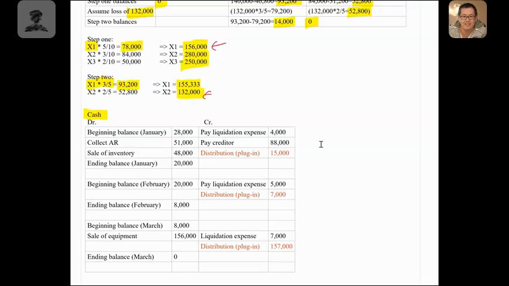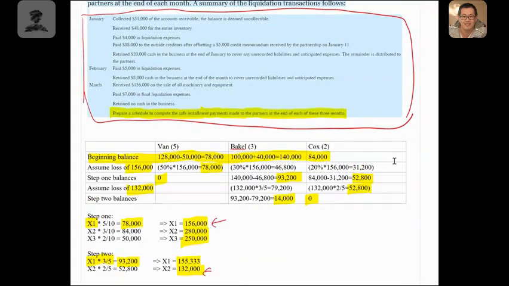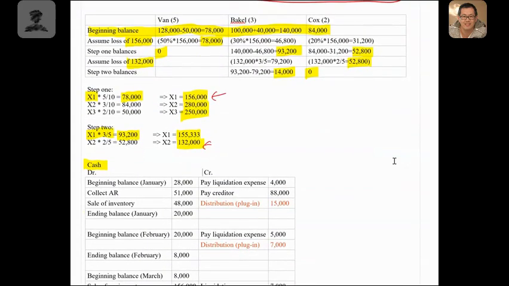And for the credits, they paid 4,000 for the liquidation expense and paid 88,000 to some of their creditors. Also, at the end of January, they want to retain or keep 20,000 cash on hand. That will be their required ending cash balance.